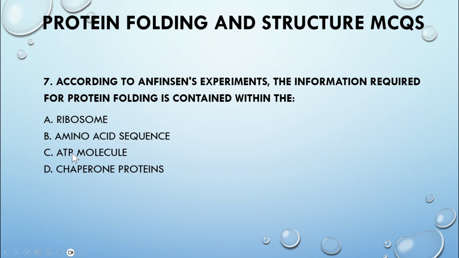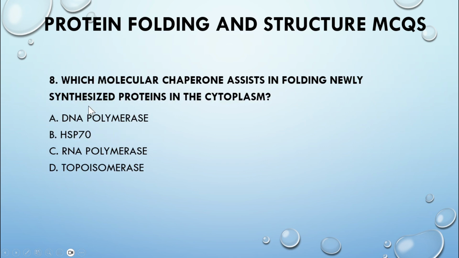Question 7. According to Anfinsen's experiment, the information required for protein folding is contained within the A. ribosomes, B. amino acid sequence, C. ATP molecule, D. chaperone proteins. The correct option is B. Amino acid sequence. Now, Anfinsen demonstrated that the primary structure determines the native three-dimensional structure of many proteins, and the primary structure cannot be called the primary structure without the amino acid sequence. In fact, the amino acid sequence is the primary structure.